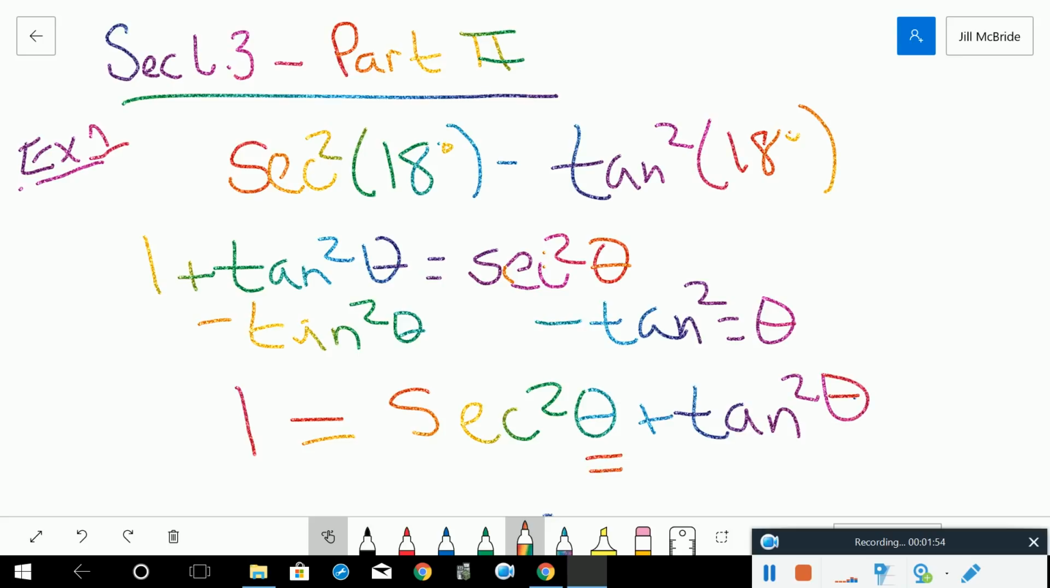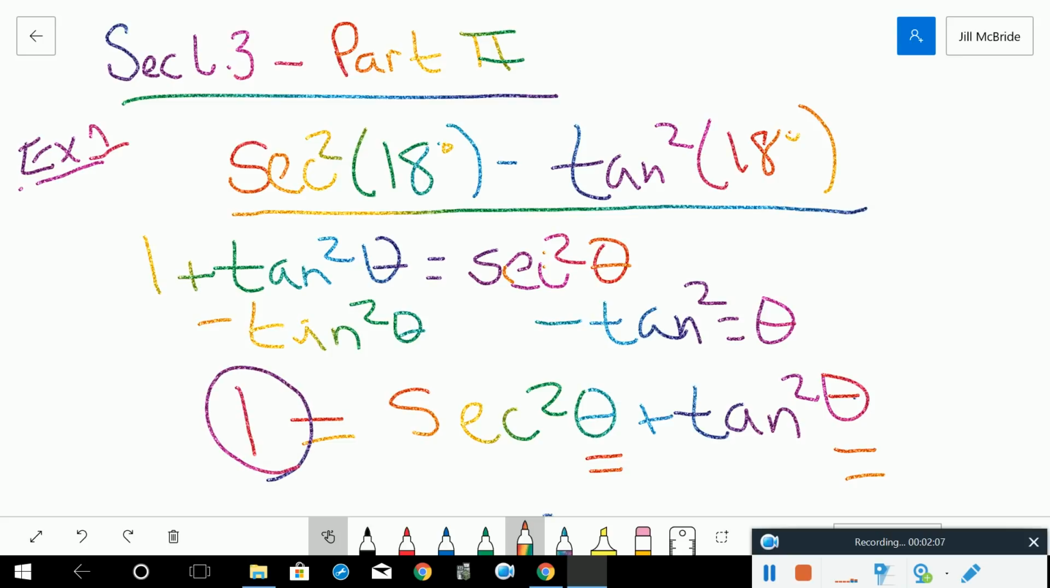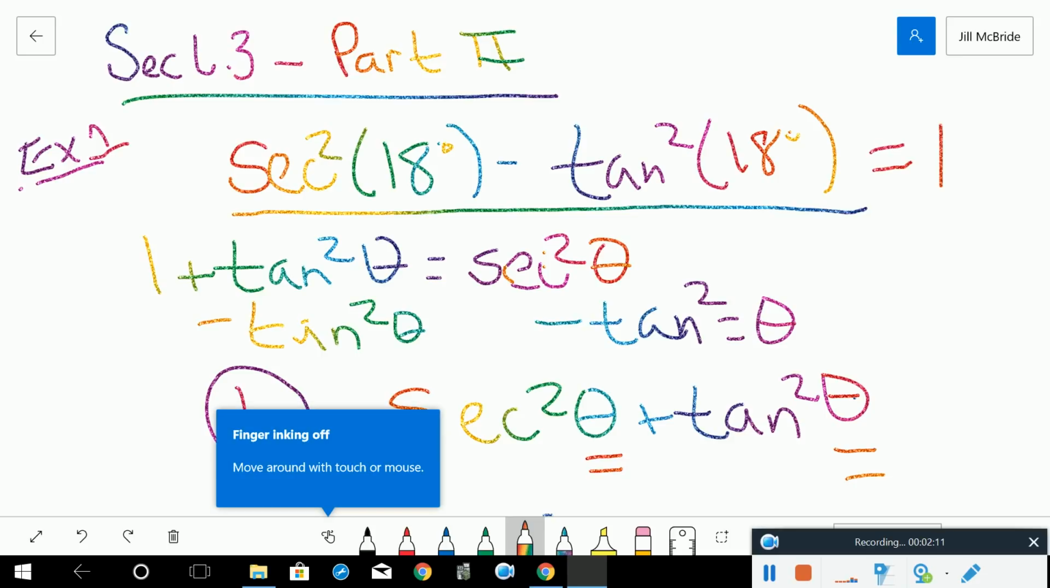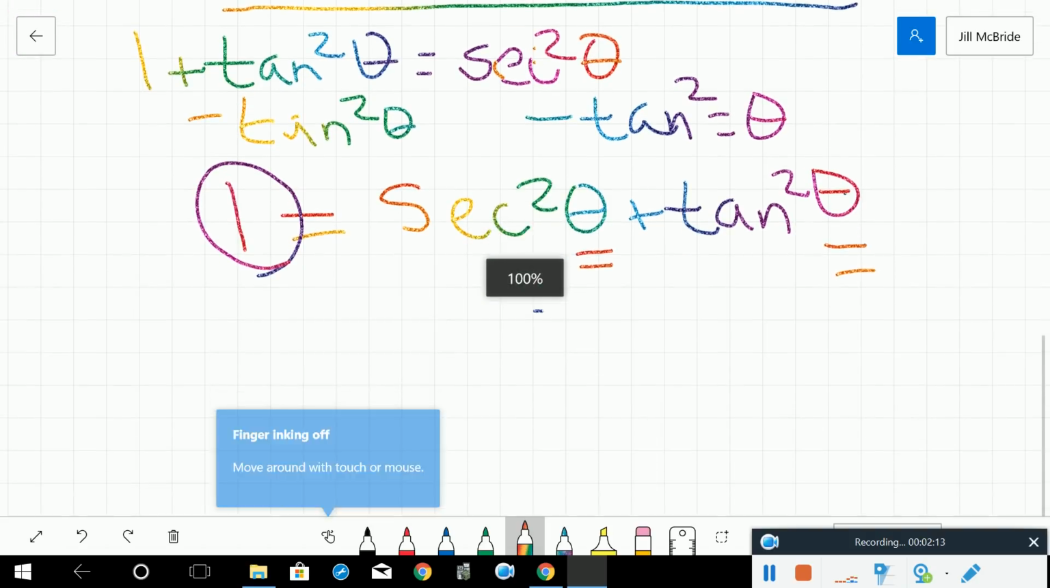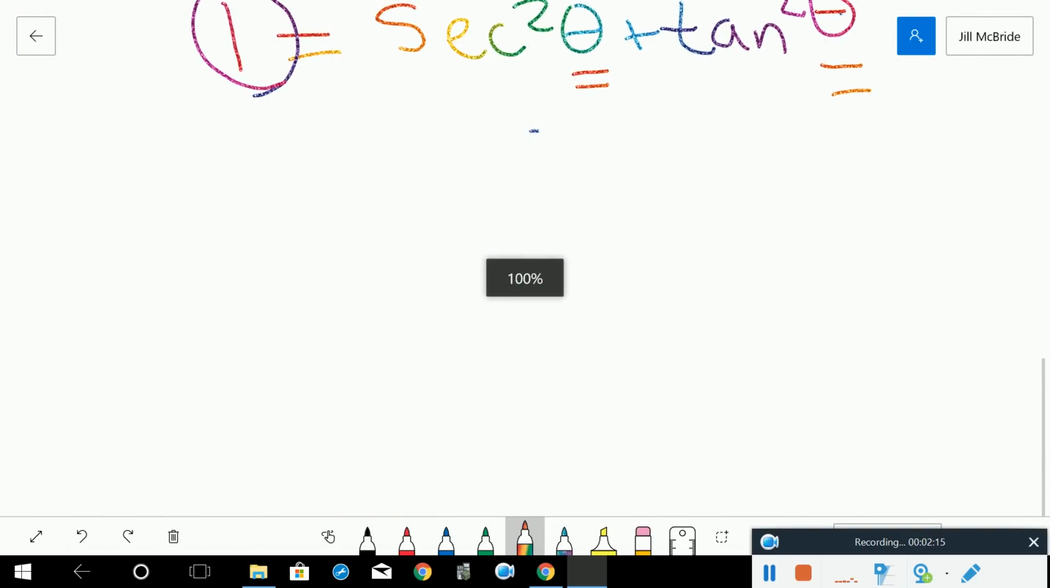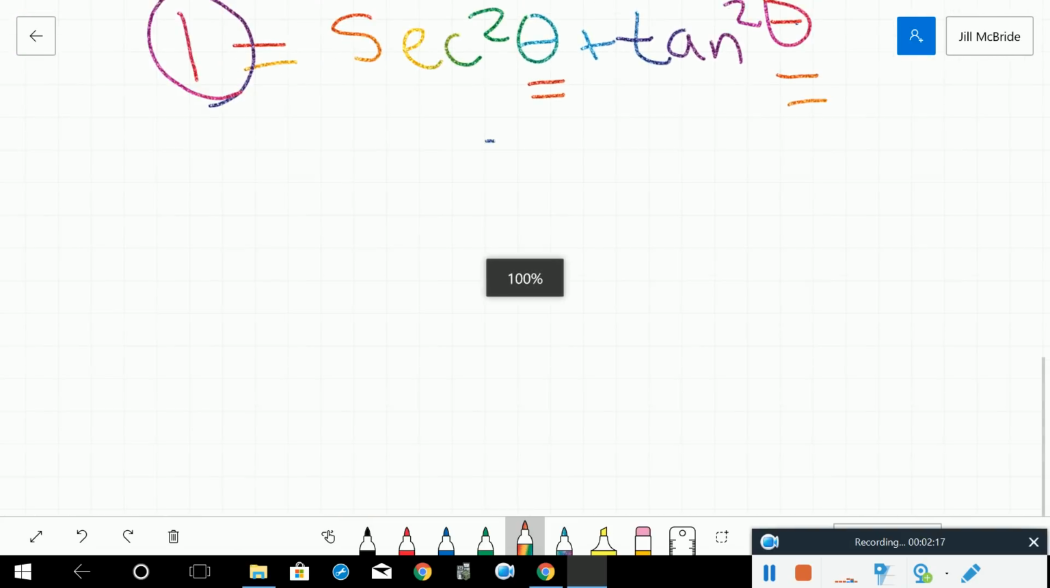Remember what we said, theta means any angle. So right up here I have the secant squared of 18 minus the tangent squared of 18. That equals 1, just by using those identities. We don't need to know what the secant of 18 is and the tangent of 18 is. Let's try another one.